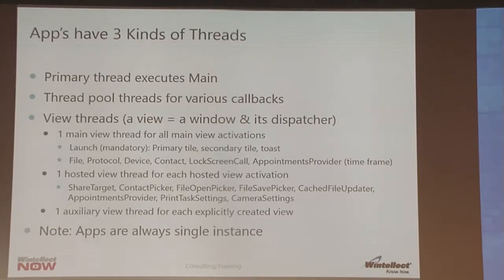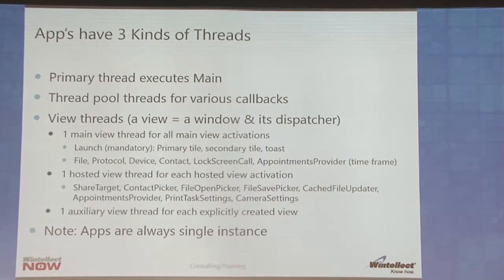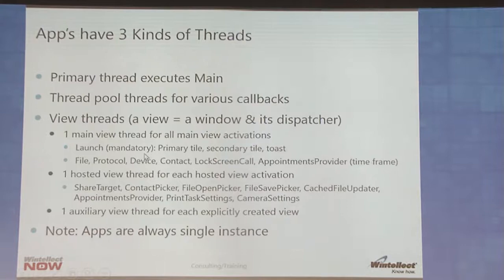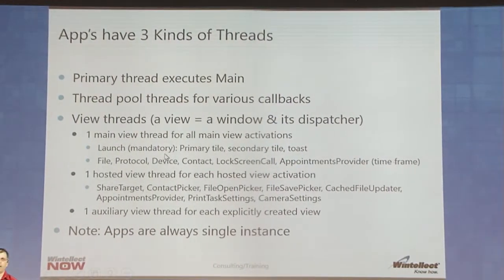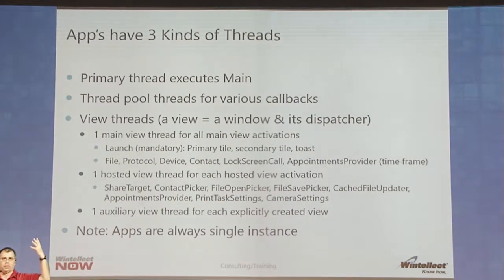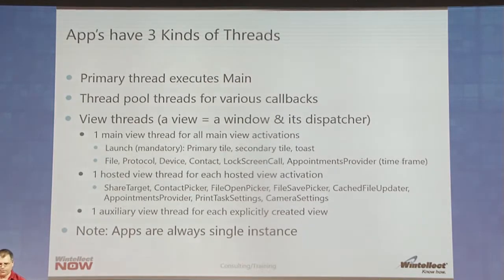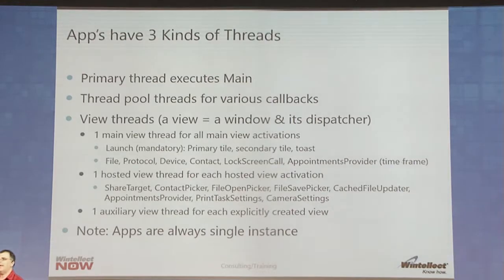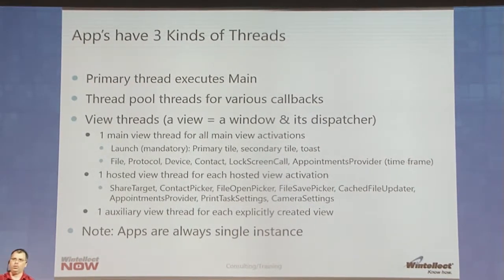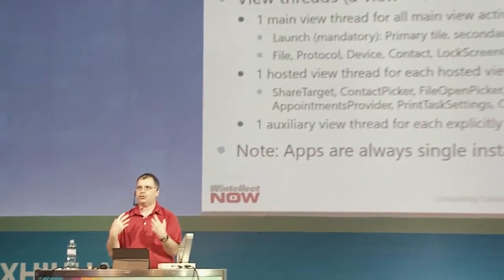Now, the main view thread is responsible for what we call processing launch events. So when the user clicks on the tile and launches the app, that's what causes the main view to initially appear. If the user clicks on a secondary tile on the start screen, then that brings the application to the foreground and shows the same user interface that was there before, and then that thread processes the secondary tile.